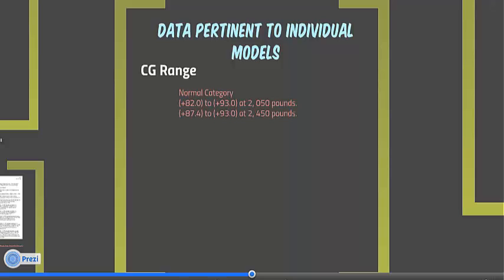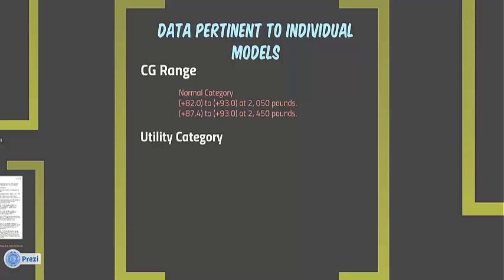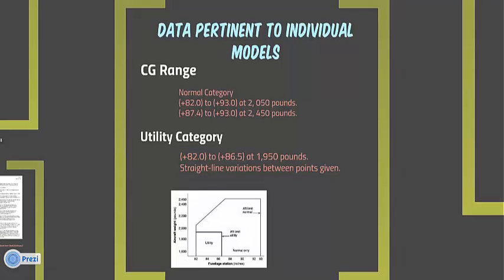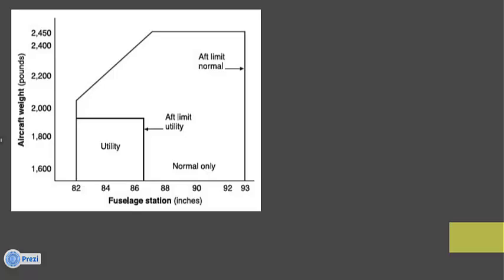CG range, normal category, +82 to +93 at 2,050 pounds; +87.4 to +93 at 2,450 pounds. Utility category, +82 to +86.5 at 1,950 pounds. Straight line variations between points given. If this information is given, there may be a chart on the TCDS similar to the one in Figure 2-20.